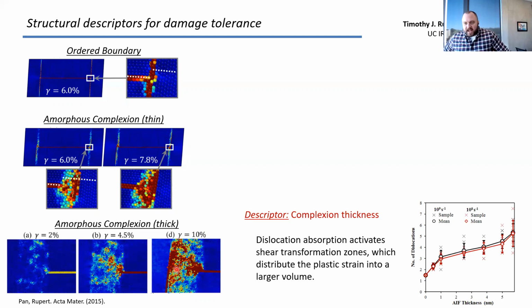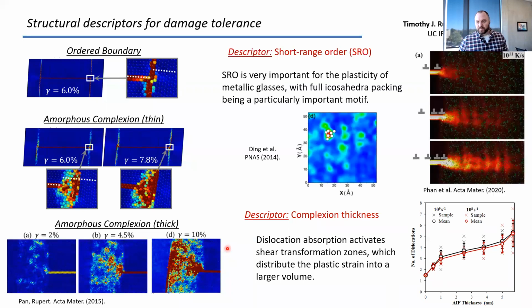What I want to talk about today is some of the descriptors that we can use to modify this type of behavior. I mentioned this idea of the thickness of the complexion being important, and it turns out that we've seen a direct correlation with that. The thicker the amorphous complexion is, the more dislocations we can absorb before fracture. Basically it gives more room for these shear transformation zones to be active.